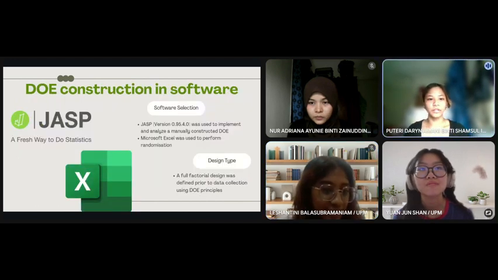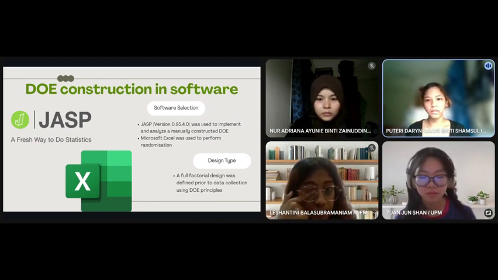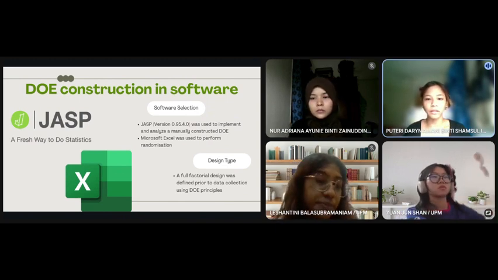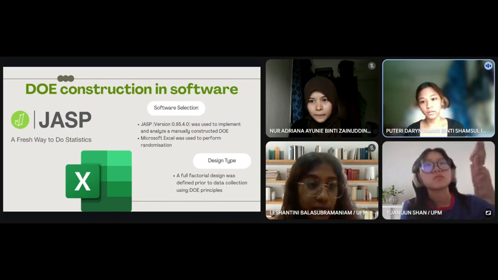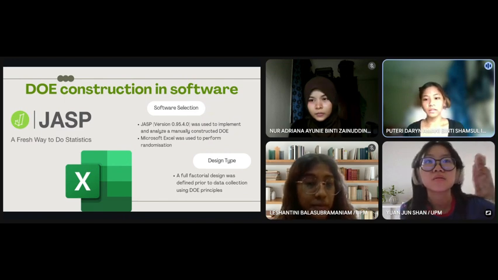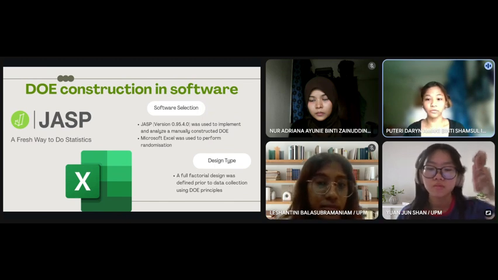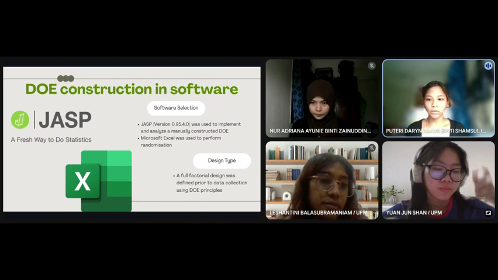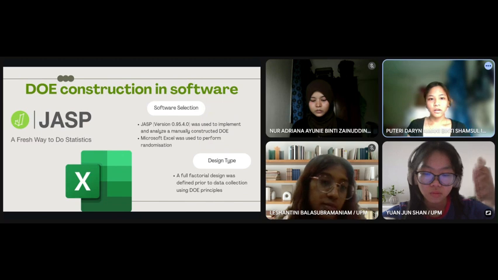So for now, we have constructed our DOE in a few software tools in which we used JASP to implement and analyze a manually constructed DOE. And next, we have used Microsoft Excel, and we used it to perform randomization. And the design type that we chose to implement was a full factorial design, and it was defined prior to our data collection and while using DOE principles.